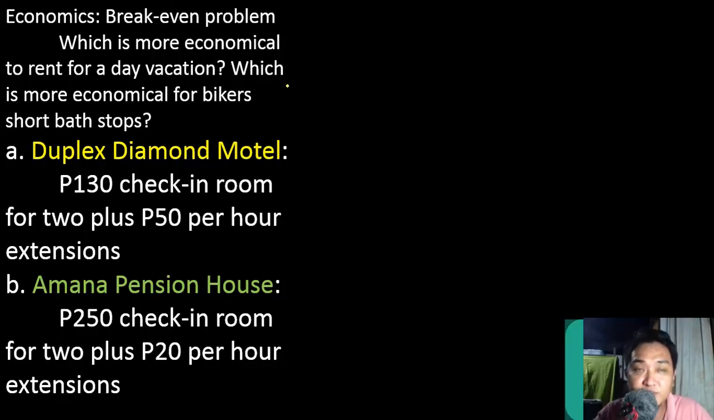So, here's another problem. We have a break-even problem. It has something to do with economics. Which is more economical to rent for a day vacation, and which is more economical for bikers short bath stops?